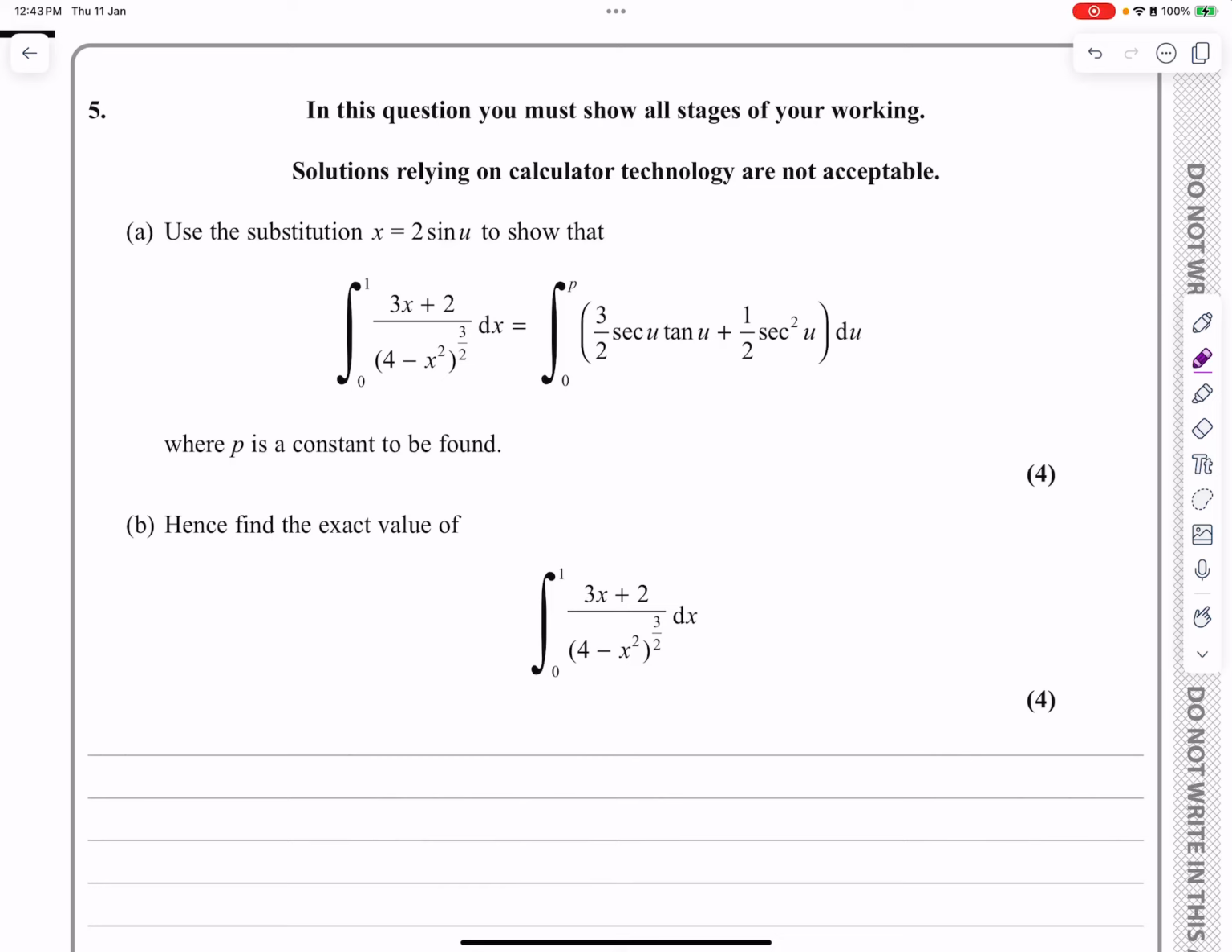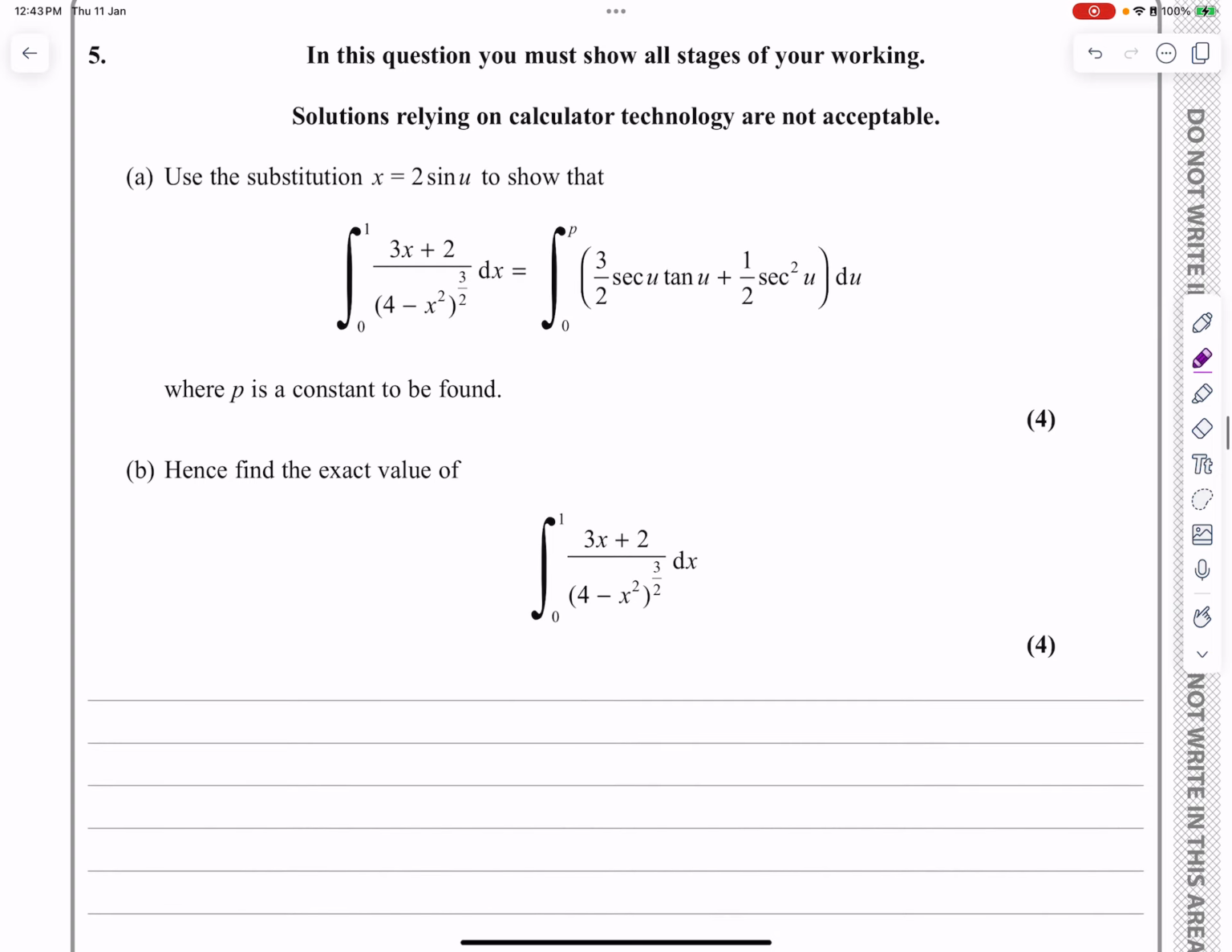Okay, this is the P4 paper from June 2022. It's question number 5, and as you can see by looking at it, this is an integration question, and in particular, integration by substitution. So we know that the integration questions are hard, but what you need to do is to make sure that each different type, by substitution, by partial fractions, by whichever method you have to do, you've got to practice, and this is a perfect example with the substitution ones.